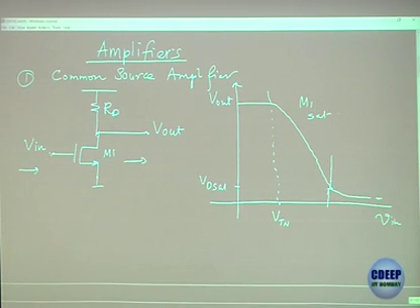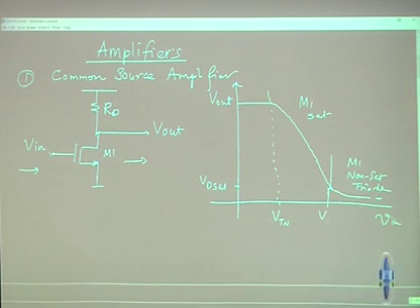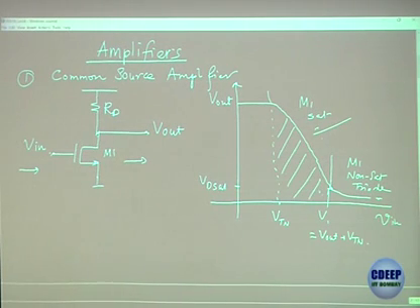M1 is in saturation region, and here M1 is in non-sat or triode region. Okay, and this V1 is equal to... Okay, that's the equation for when the transistor gets out of saturation. Now we are interested in this region, right? Because we want to operate the transistor in saturation region, and that's where you have this gain that's happening, and we're trying to figure out what the gain of the transistor is, right?